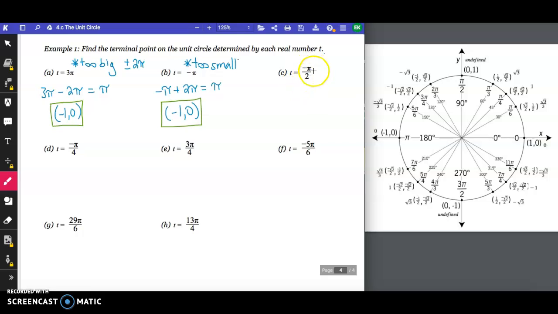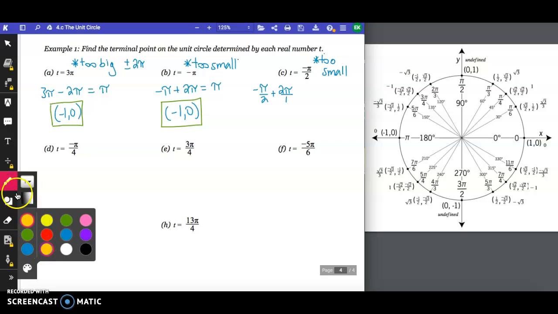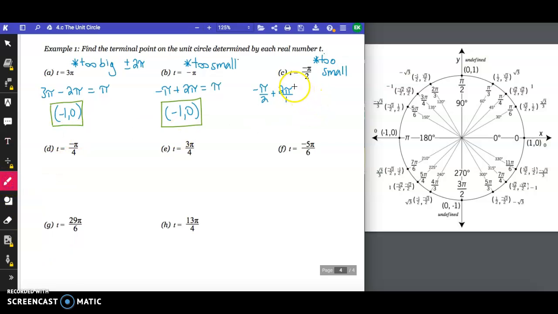All right, negative pi over 2, that one's too small. So I'm going to go ahead and add 2 pi to it. So negative pi over 2 plus 2 pi. Now when I do it with this problem, I run into a little bit of an issue because in my past problems I didn't have any fractions to deal with, and now I do. Secretly, your 2 pi is over 1, and so we need to multiply it to give it a common denominator before I can add these two pieces.